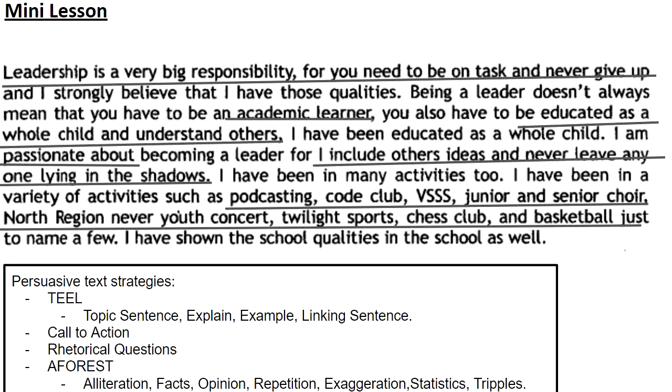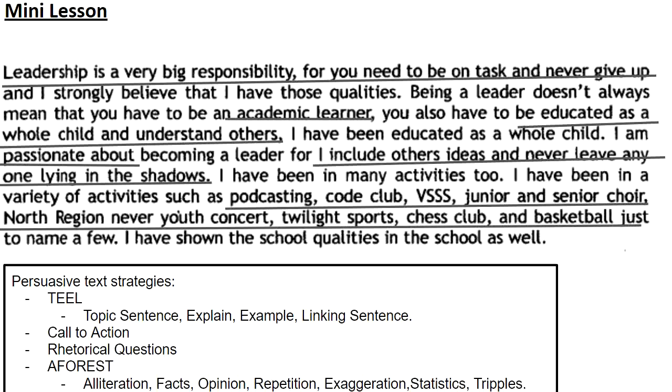We have a lot of rhetorical questions. So these are questions that don't need an answer. And then we use a lot of AFOREST strategies: alliteration, facts, opinion, repetition, exaggeration, statistics, and triples. Again, if you don't remember what some of these are, I encourage you to research them before you go ahead with this task, as it's important for you to have the persuasive strategies in your mind as you do this.